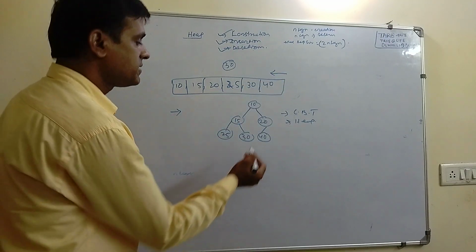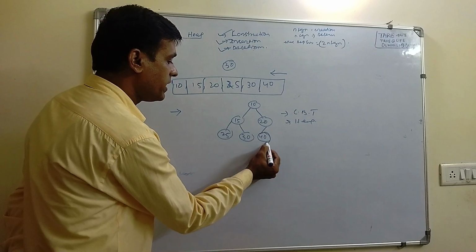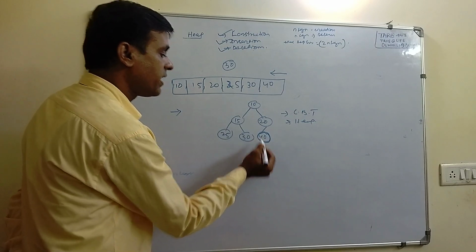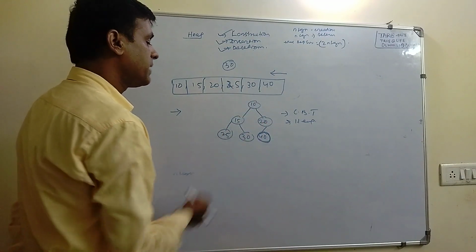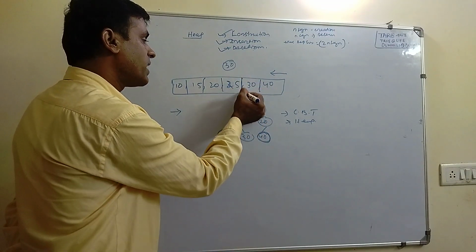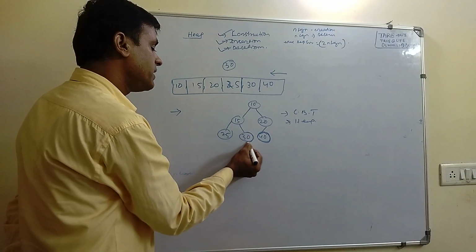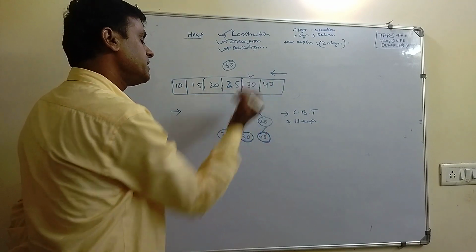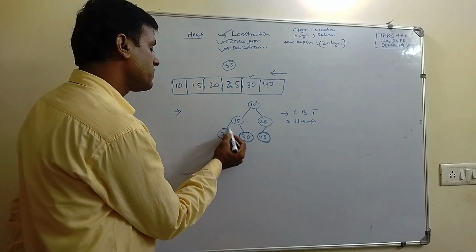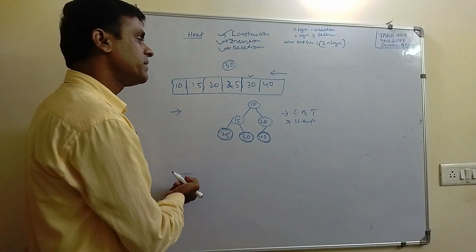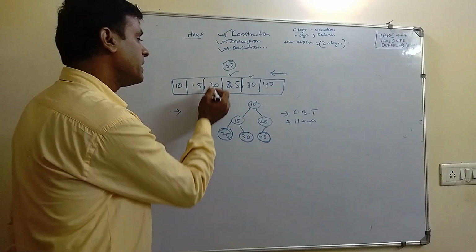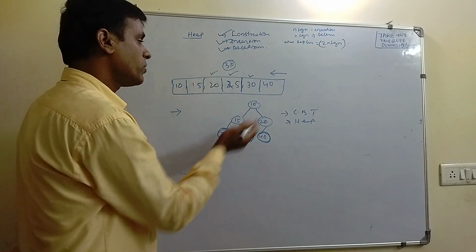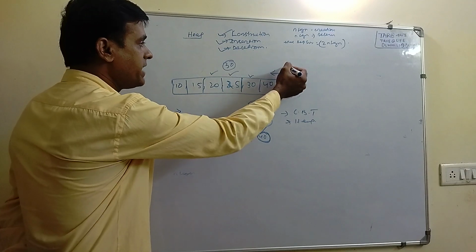That means you have to check whether this 40 is a complete binary tree or not. Only 40. Yes, this is a complete binary tree. Next element is 30. Is this 30 a complete binary tree? Yes. Now you will go for 25. Yes, 25 is a complete binary tree. Next element is 20. So you are coming from this direction, right to left.